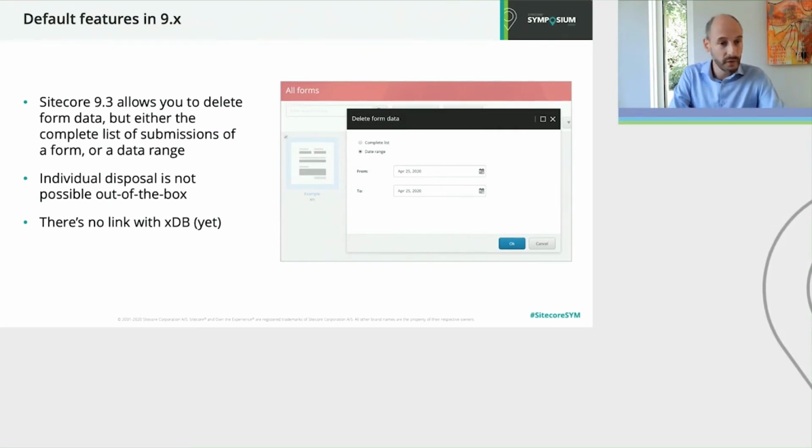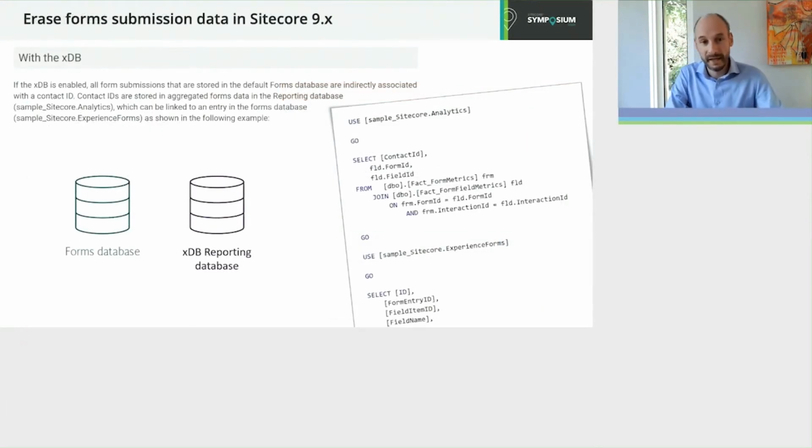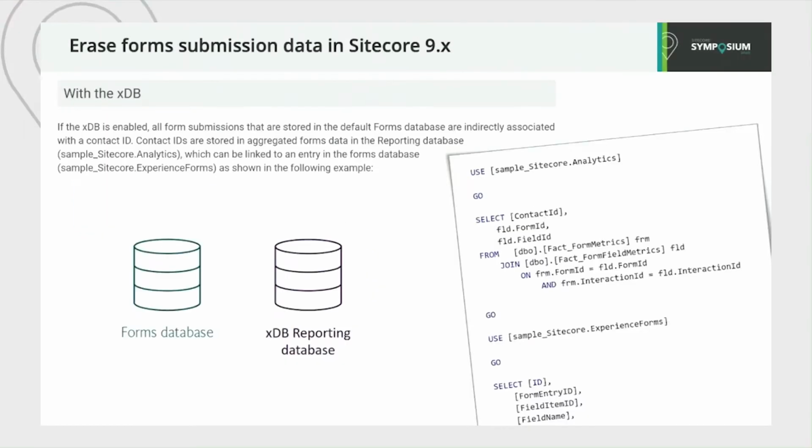And also you should know that there is no link in Sitecore 9 between XDB and a form entry. I'll explain that to you. Within the documentation, it says that the forms database and the XDB reporting database have a connection. Every form entry that is stored is referred to by an interaction, I should say. And this interaction is stored in the reporting database, and there a form ID is stored.